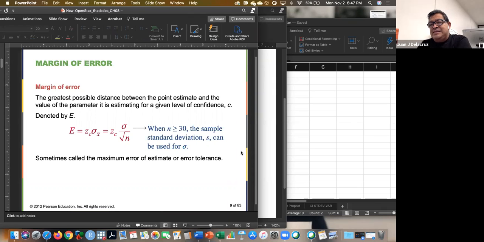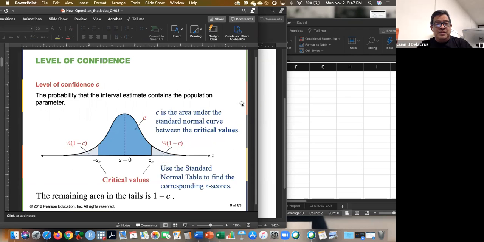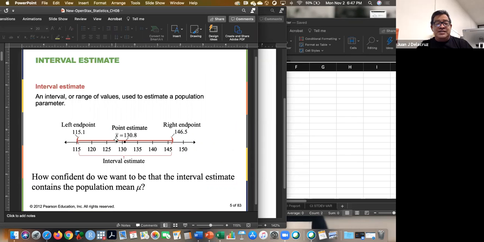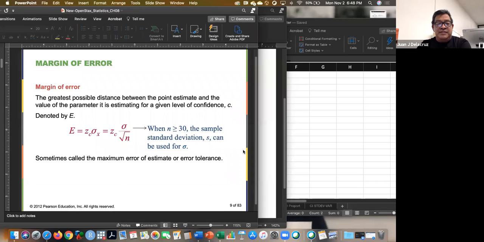percent. Some books use 97, 98, some numbers, well, it's just for practice. Remember here, we have this point estimate and we build the left and the right endpoints. So what we need here is the so-called margin of error, which allows me to build the left and the right endpoints. This is the formula for the margin of error: the greatest possible distance between the point estimate and the value of the parameter it is estimating for a given level of confidence.